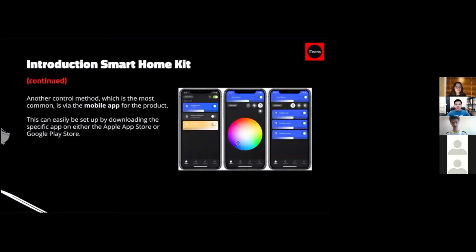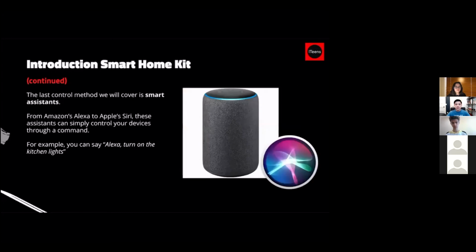Another control method, which is the most common, is via the mobile app for the product. This can easily be set up by downloading the specific app on either the Apple App Store or Google Play Store. The last control method we will cover is a smart assistant. From Amazon's Alexa to Apple's Siri, these assistants can simply control your devices through a command. For example, you can say, "Alexa, turn on the kitchen lights," and your kitchen lights will turn on.